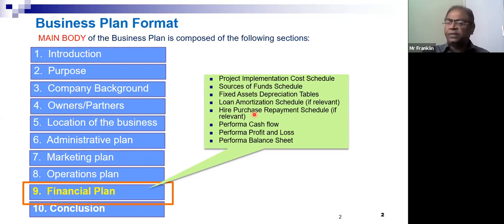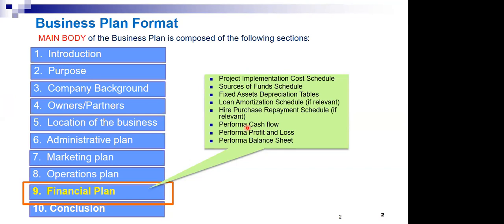Hire purchase means, for example, you're buying some cars, a van, or something else, with a hire purchase. What is the schedule of payment? How much do you want to pay every month? That is also highlighted there in the financial plan. Then you have the pro forma. What do you mean by pro forma? Projection. Projected.